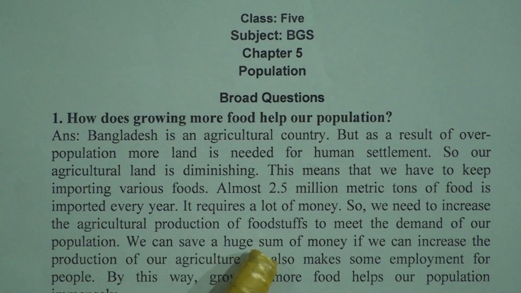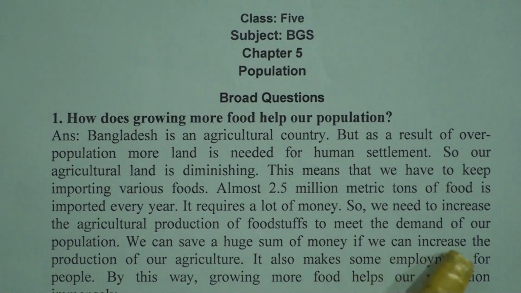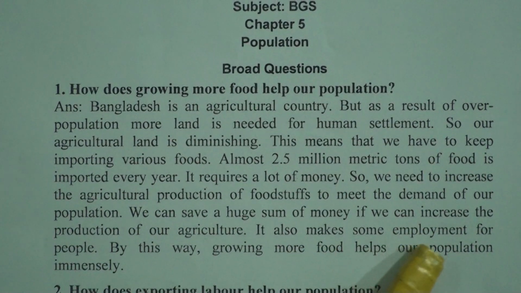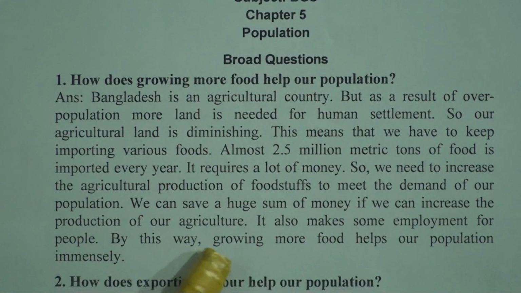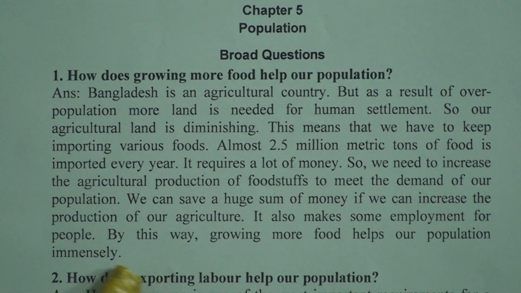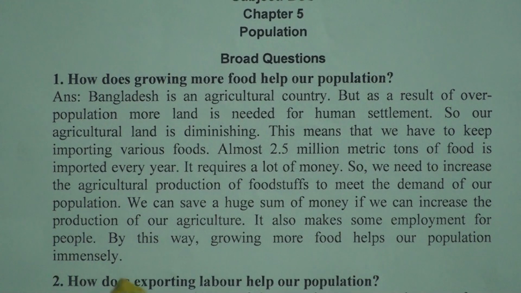We can save a huge sum of money if we can increase the production of our agriculture. It also makes some employment for people. By this way, growing more food helps our population immensely. So this is the answer of number 1.